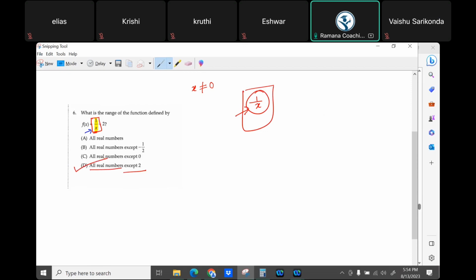Is that making sense now? Is that clear to all of you? All real numbers except 2. Because you will never get 0 out of this to get 2. Because that can never become 0. You won't get f of x as 2. Is that clear now?